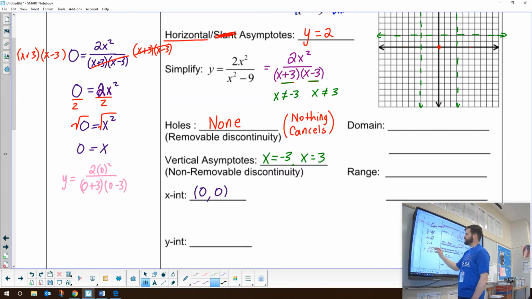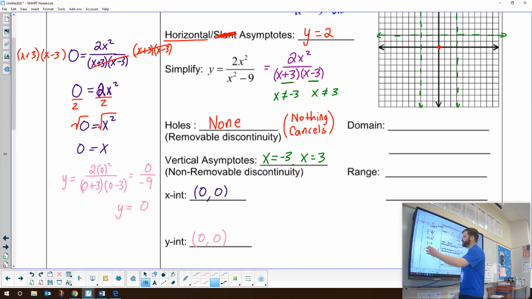Okay, 0 squared is 0. 0 times 2 is 0. 0 plus 3 is 3. 0 minus 3 is negative 3. 3 times negative 3 is negative 9. 0 divided by negative 9 is 0. So I have a y-intercept as well at 0, 0. I don't even have to graph that one on there.